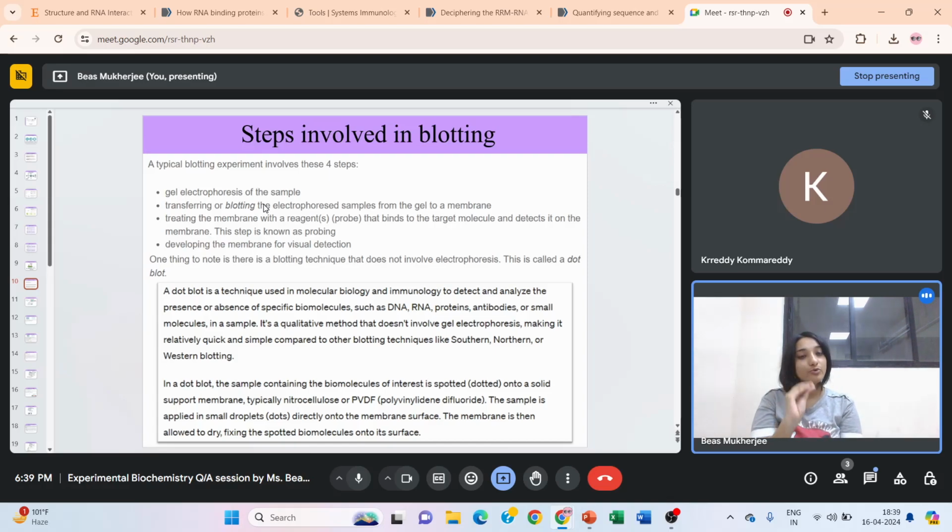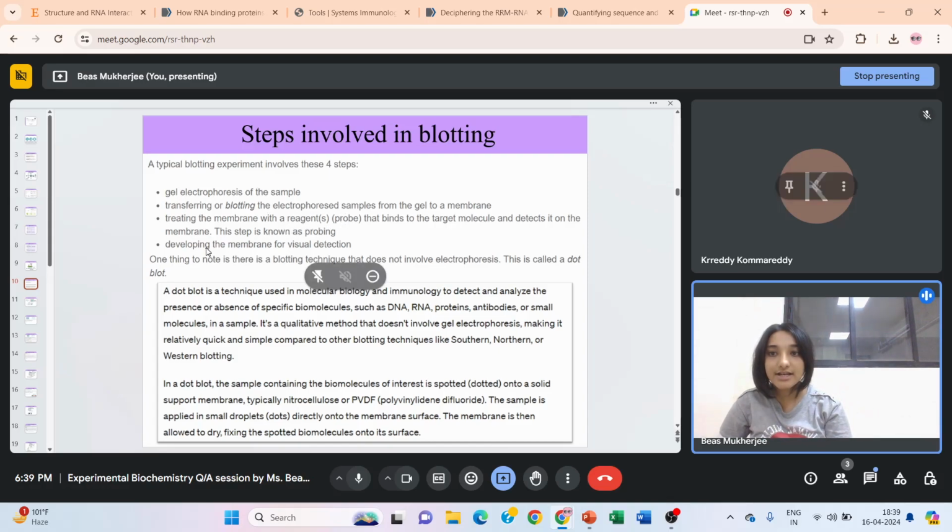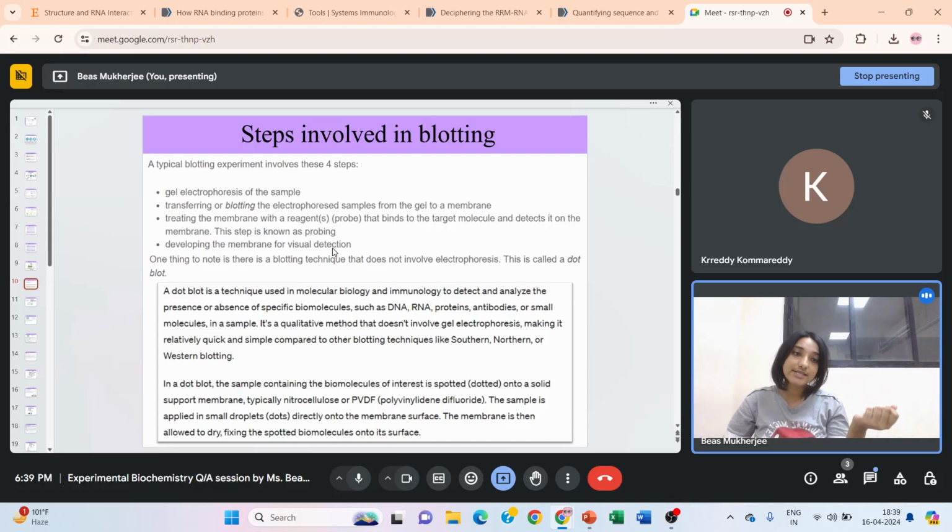So what is this probe? A probe is the single stranded DNA or RNA which is going to bind to your RNA of interest or DNA of interest, or it is the antibody which is going to bind to your protein of interest, right? And it is very specific for this target biomolecule. It is going to bind, and that step is called probing. Then after that, developing the membrane for visual detection. The probe is usually radiolabeled. It can be fluorescently labeled.